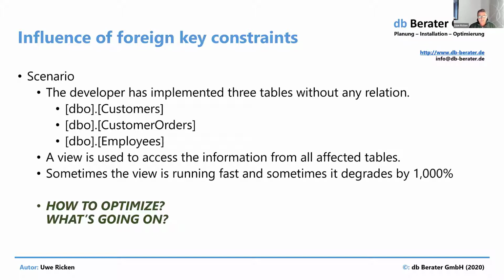We have a scenario where we have three tables: the customers who placed the orders, and the employees who were selling the stuff. Then a view has been created to access this information from all affected tables. Second, to be honest, second big failure from my point of view.